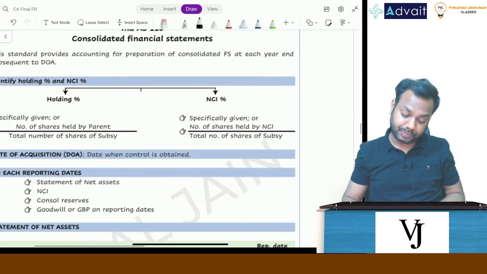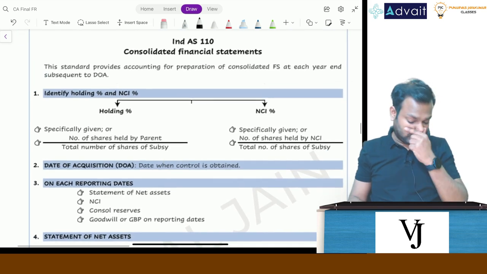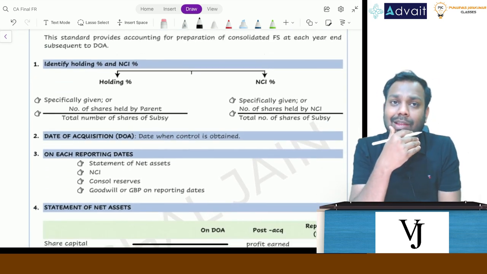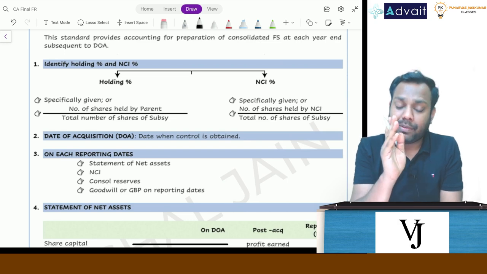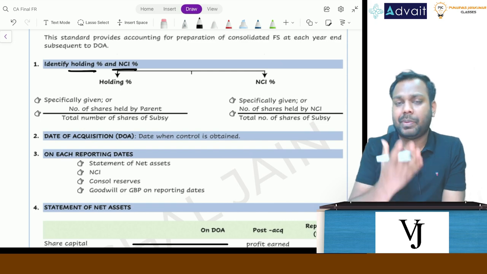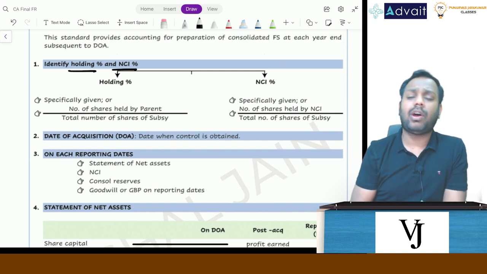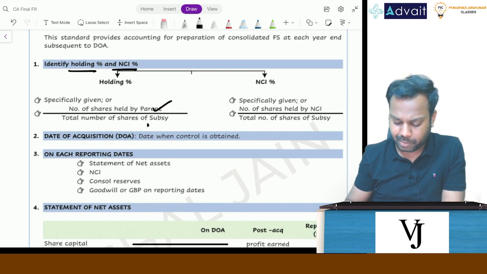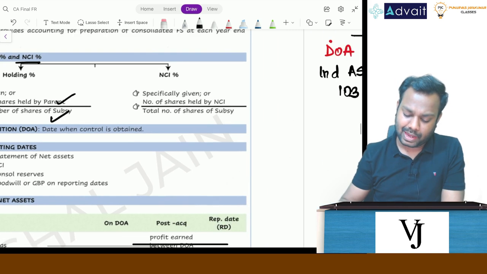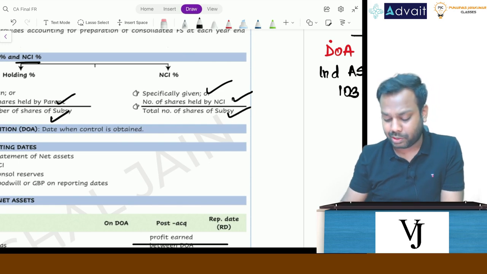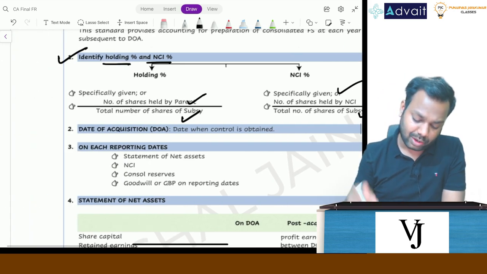Okay, now the first step when we get any question on consol balance sheet or the consol P&L is to identify the holding percentage and the NCI percentage. It might be specifically given, or you might have to calculate it. Calculate means the number of shares held by the parent divided by total number of shares, and similarly for NCI, it will either be specifically given, or you have to calculate by number of shares held by NCI divided by total shares of the subsidiary company. This is how you have to calculate the shares.